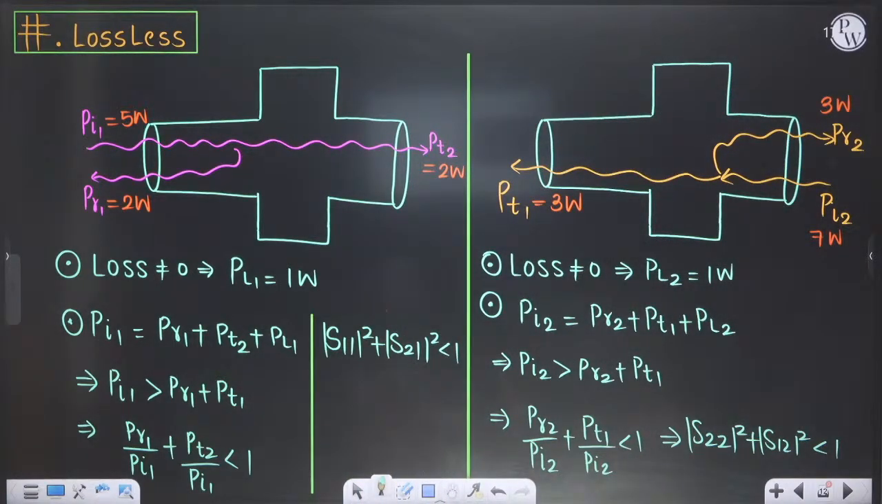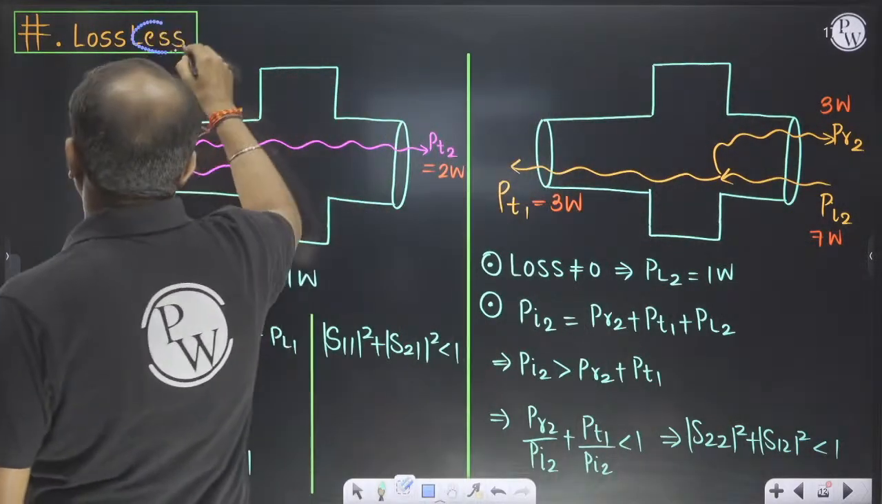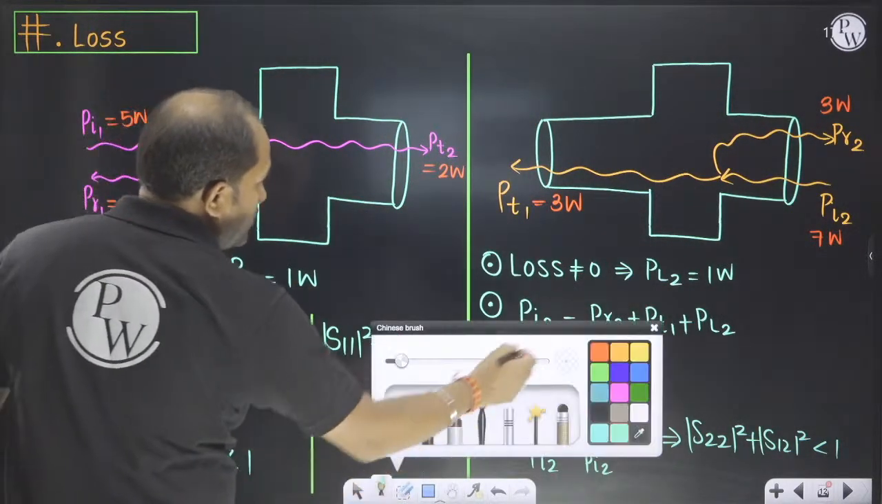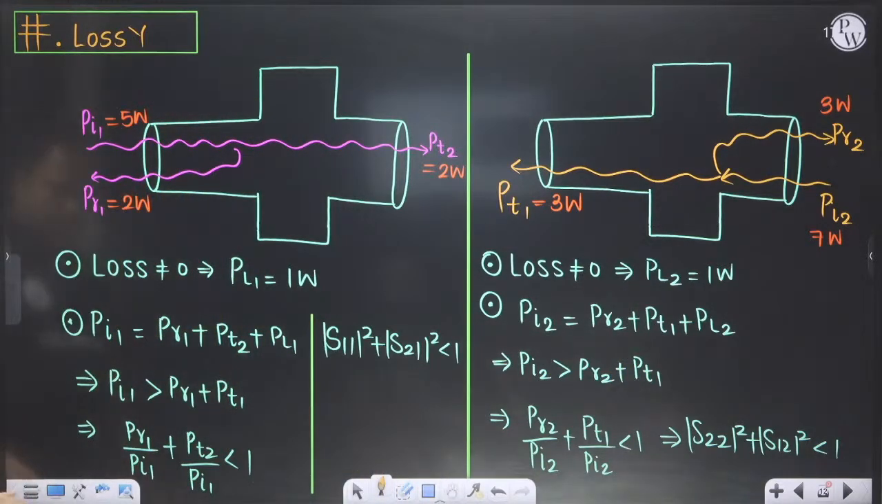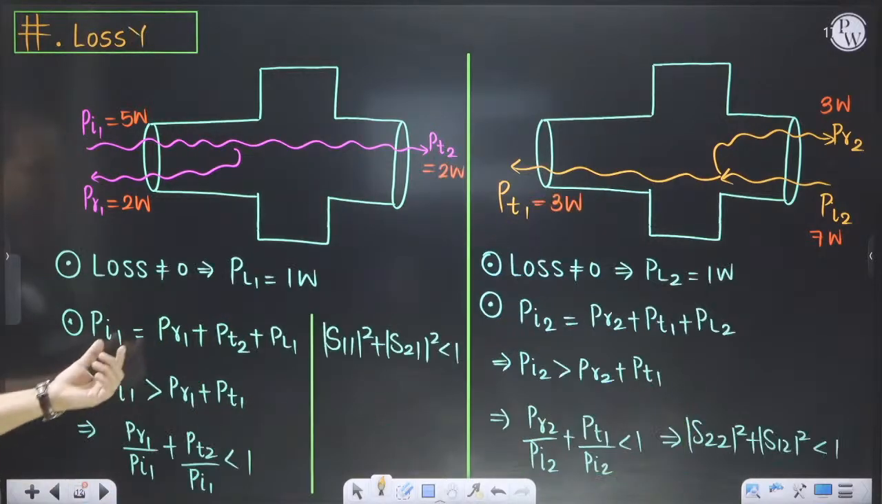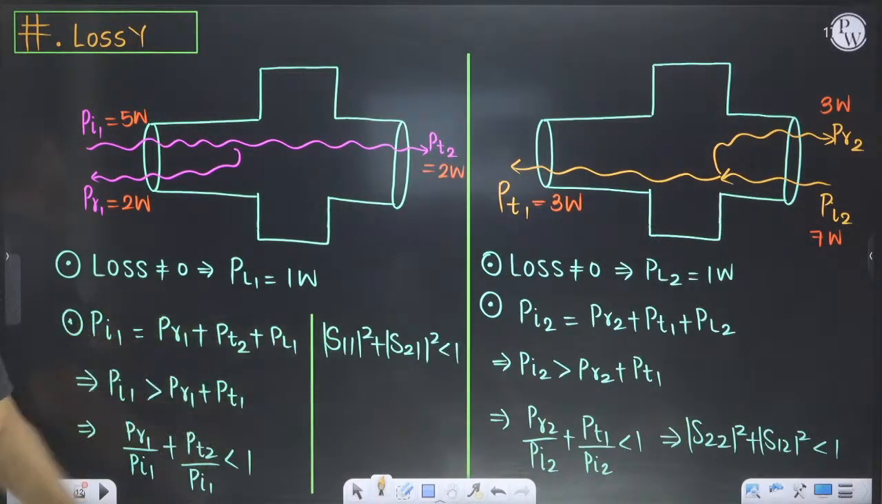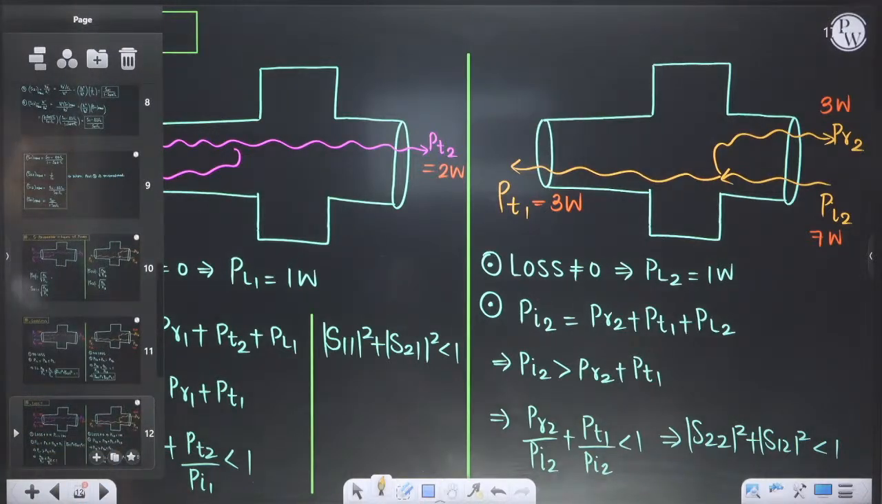So this is for lossy device, not for lossless. It is for lossy condition. So lossless condition is equal to 1, and lossy condition is less than 1. Then after that we have amplifier also.